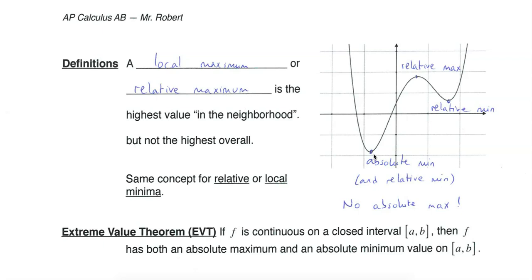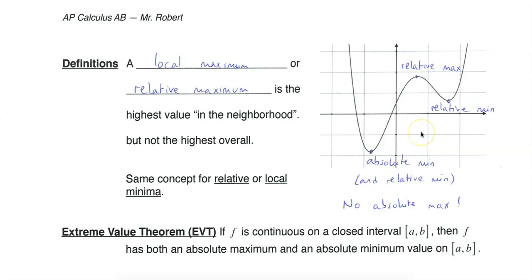When you are absolute min, you are also relative min. So absolute min is like an extra medal that you earn. Of course, this point is a relative min because if you focus on the neighborhood, it is the lowest of all, so it's the relative min. But on top of being a relative min, it is the absolute min.